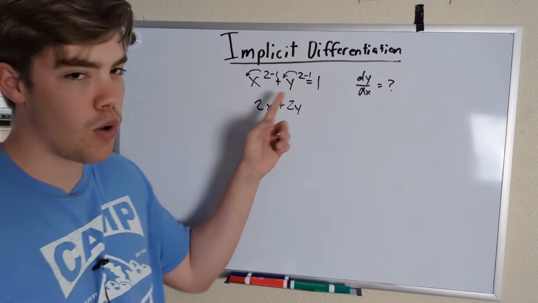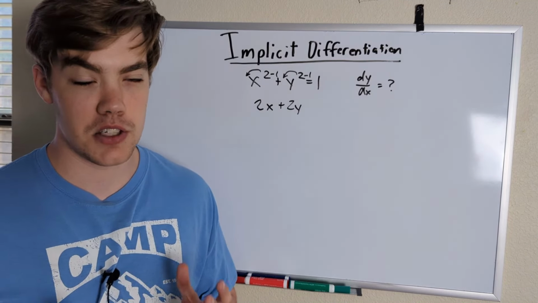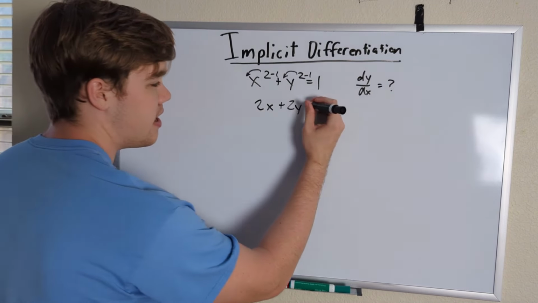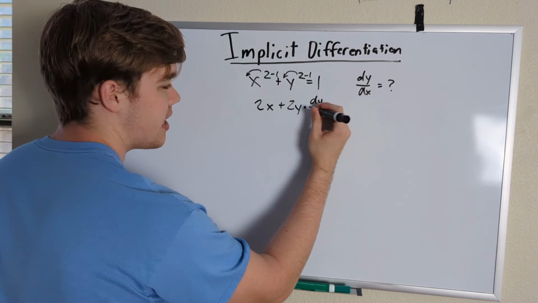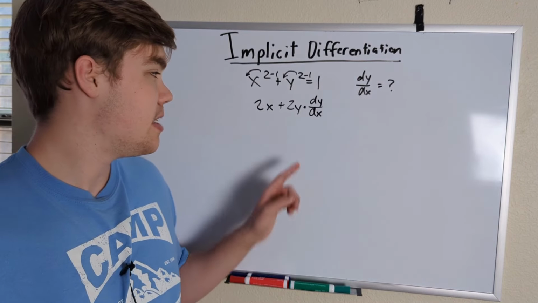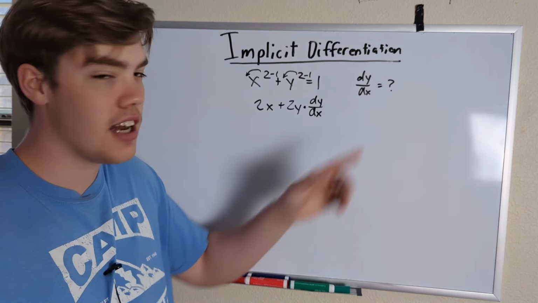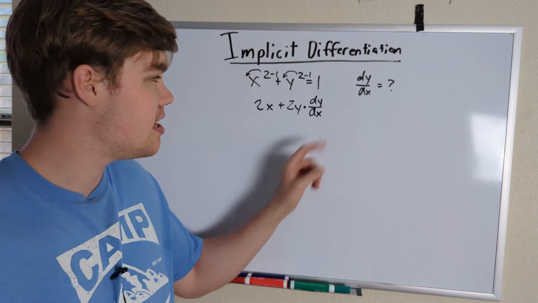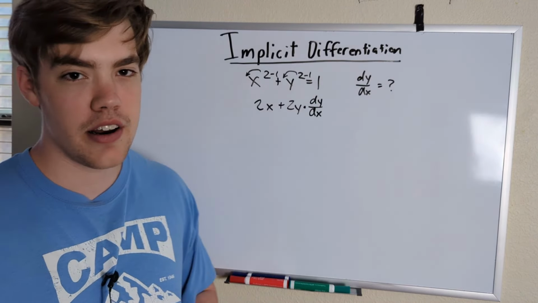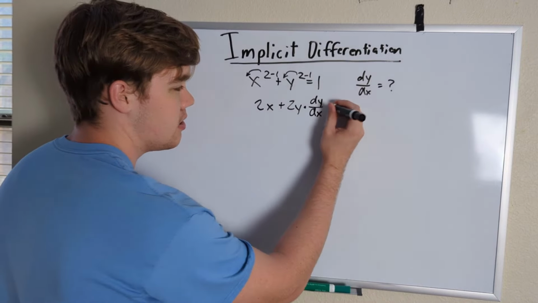But since we have a y variable here when we're trying to derive with respect to x, we have to tack on a dy dx. The reason we do that is because we're deriving for the y variable. And after all, we do need to find dy dx, not d dx. So we need to tack this on here. And this is equal to the derivative of 1, and the derivative of any constant is just 0.